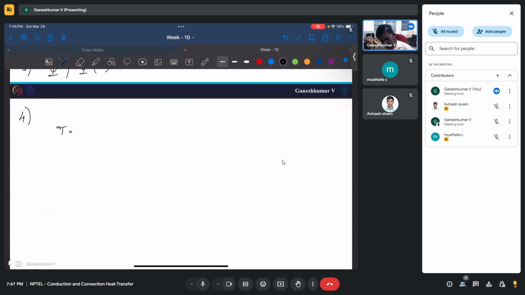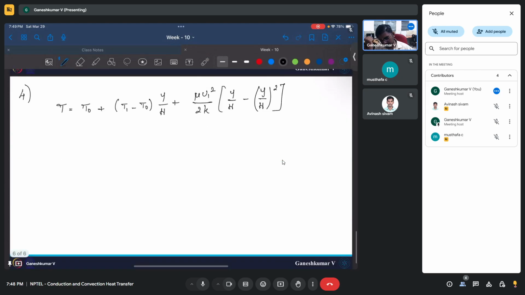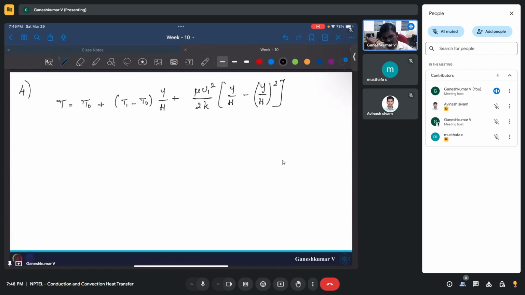we can address this from the equation T0 plus (T1 minus T0) times y by h plus mu u1 squared by 2k times (y by h minus (y by h) squared). Correct? So if it's just the conduction, then it's going to be simply this term. But in terms of viscous dissipation, we have additionally this term. Now what they are telling is, I am changing the thermal conductivity and also I'm changing u1. So ideally you are going to have some changes in this part of the equation.